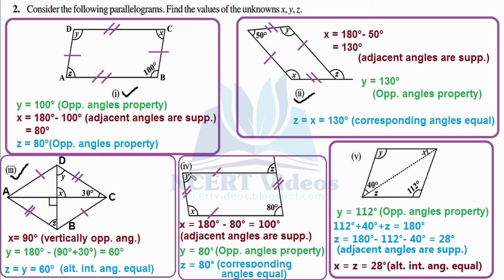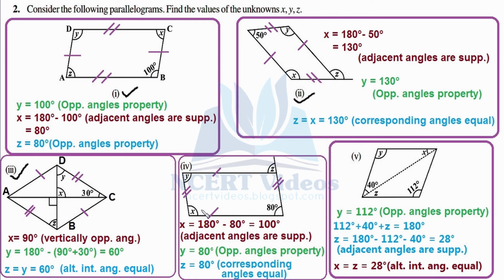Moving on to fourth part. Again, we have a parallelogram. Let's focus on finding x. So these two are adjacent angles of a parallelogram, and we know they are supplementary. So if we subtract 80 from 180, we will be able to find measure of angle x. Therefore, we wrote x will be equal to 180 minus 80 degrees. It gives us 100 degrees, and the reason being adjacent angles are supplementary.